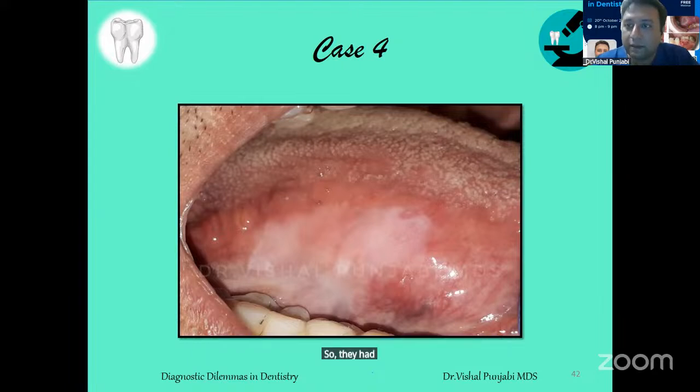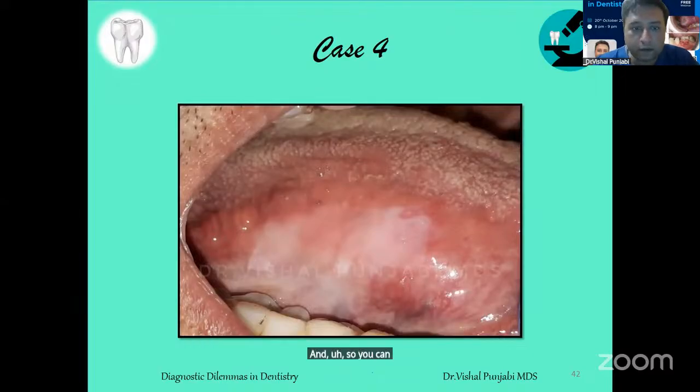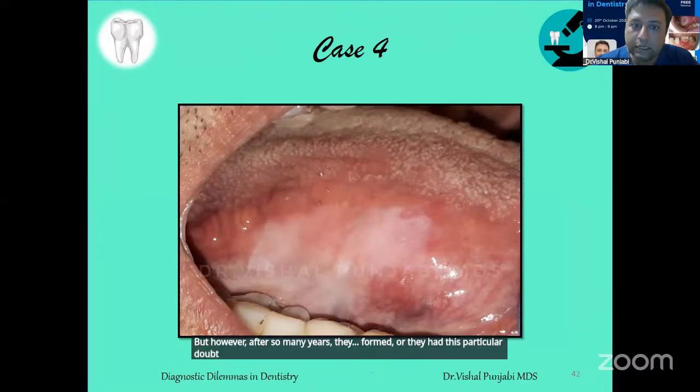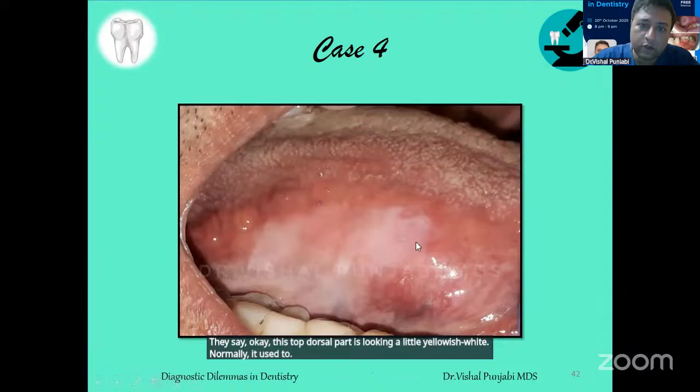So they had stopped their habit for roughly 10 to 12 years when they became more aware. Now, this was a male patient in the late 50s. They became more aware because the patient's children mentioned that tobacco is bad and so you can stop. But they did stop. However, after so many years, they had this particular doubt that this lesion was not white before. Many of the patients examine their tongue. They see, okay, this top dorsal part is looking a little yellowish white. Yeah, normally it used to, 20, 30 years ago, but I have never seen this side having a whitish patch.